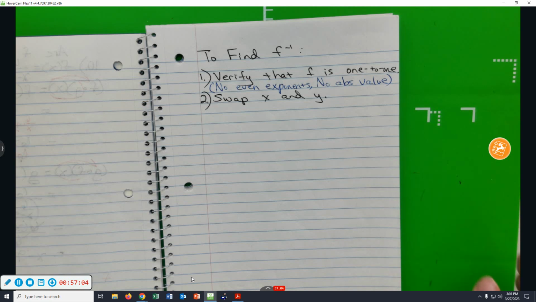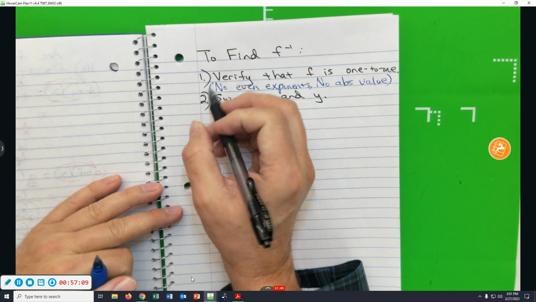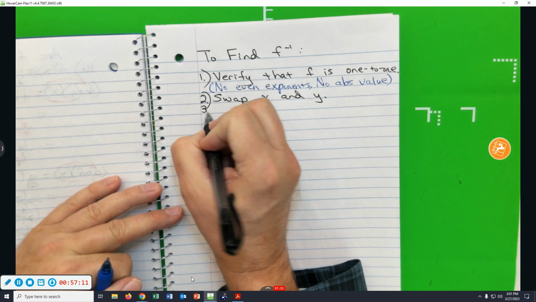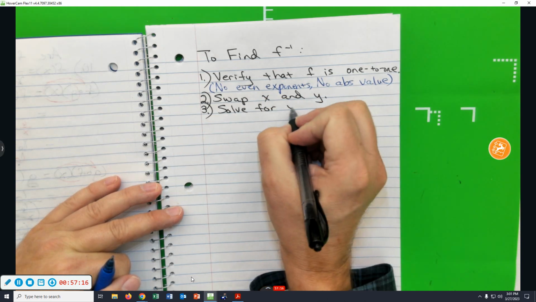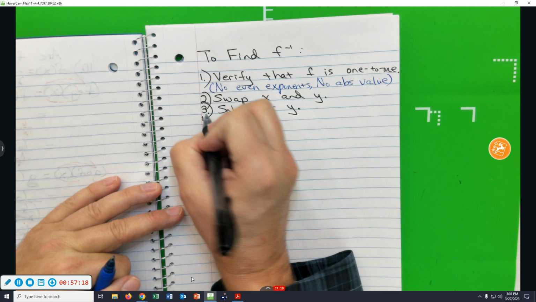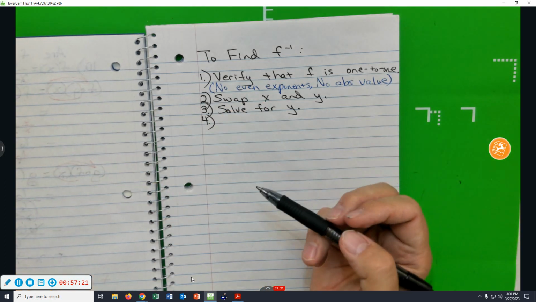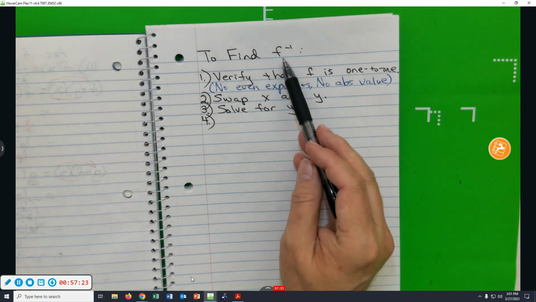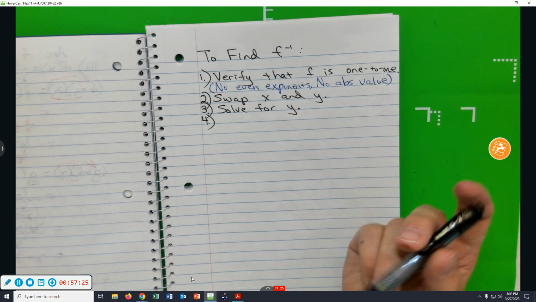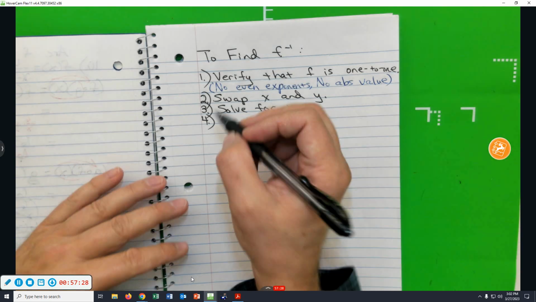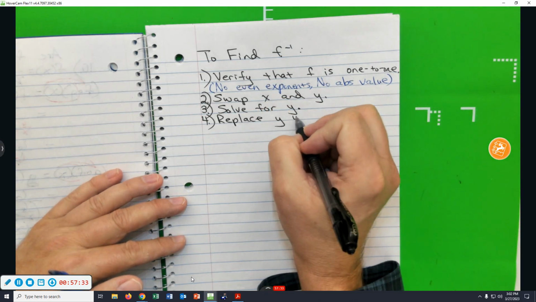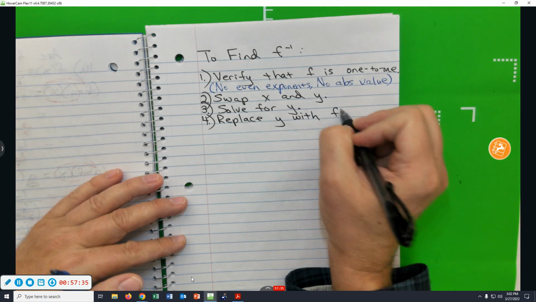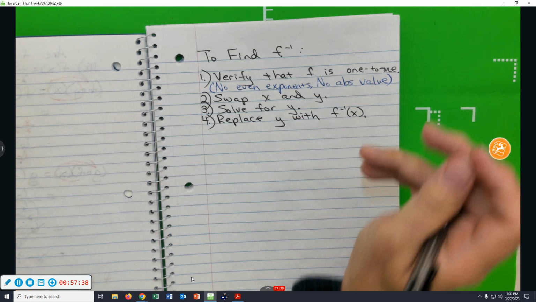At this point, you have an equation that's a form of an inverse, but they're going to want it in inverse function notation. So the third step, you'll have to solve for y. And then step number 4, which is totally optional because they'll be typing the little f inverse notation for you when they're asking you to type in the inverse, we'll replace y with f inverse of x.